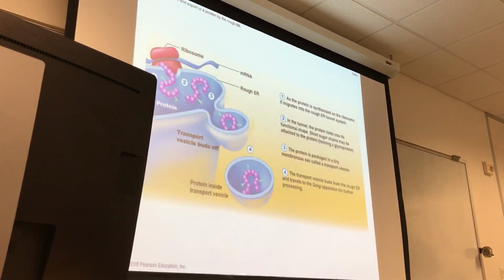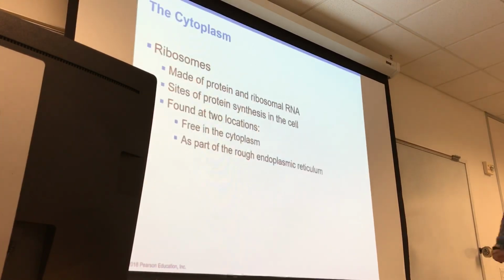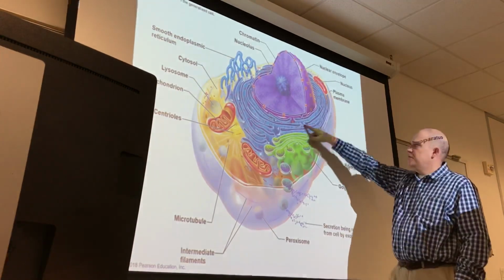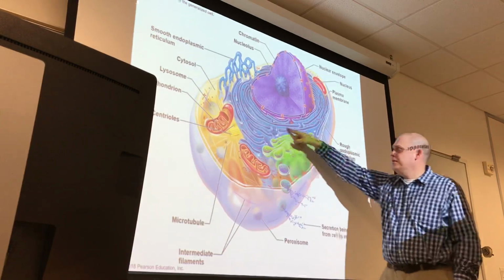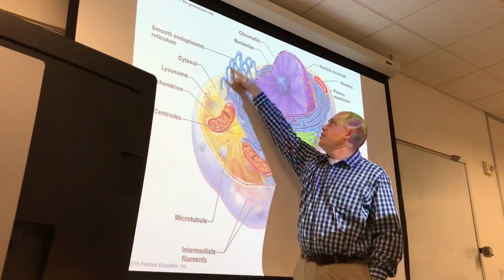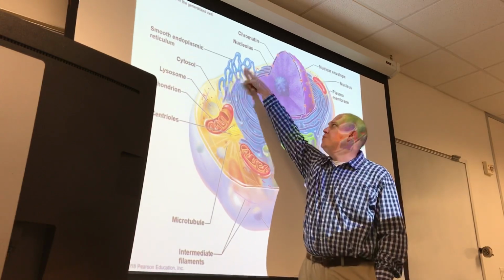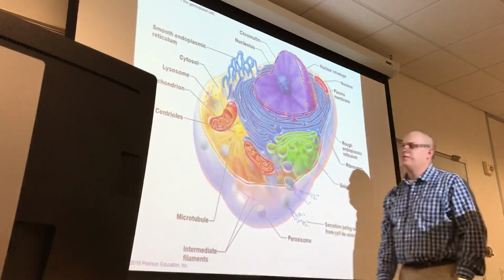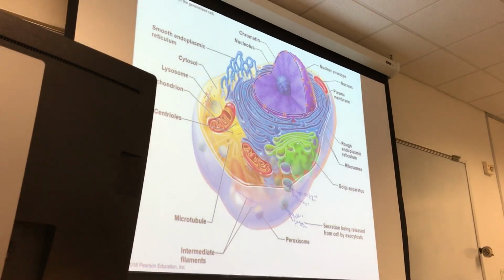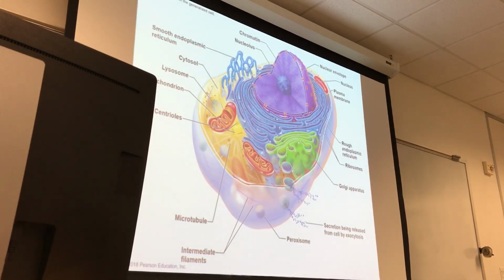As you take a look at this picture, this blue structure that we see here, this is the rough ER. This blue structure that you see here is the smooth ER. And as you look at them pictorially, what is the visual difference between the two? Ribosomes. The presence of ribosomes.